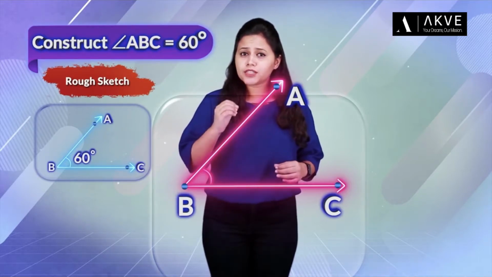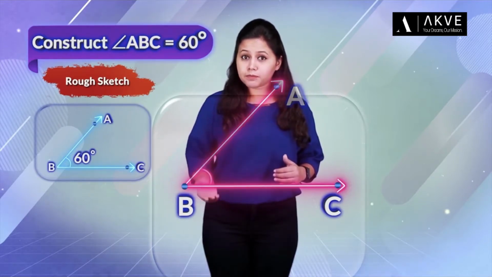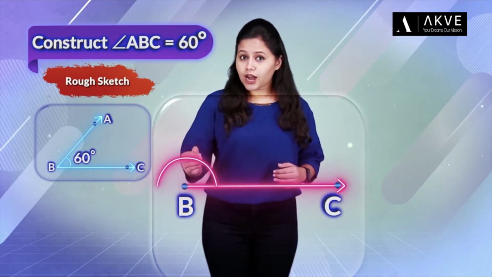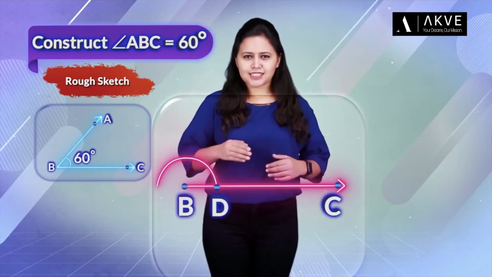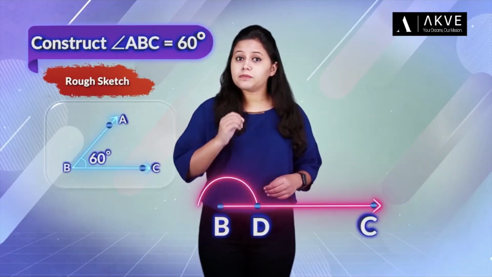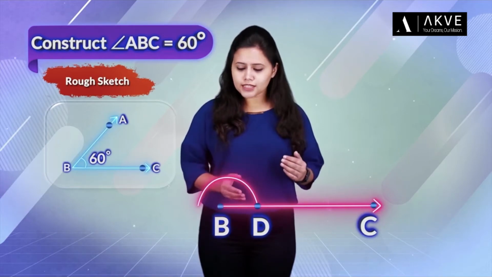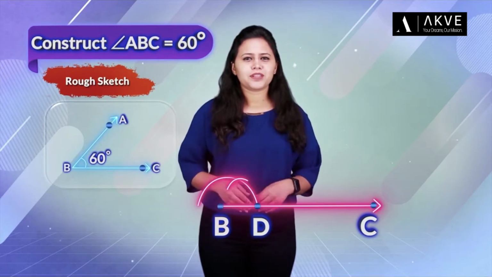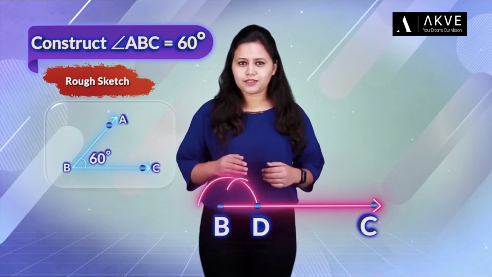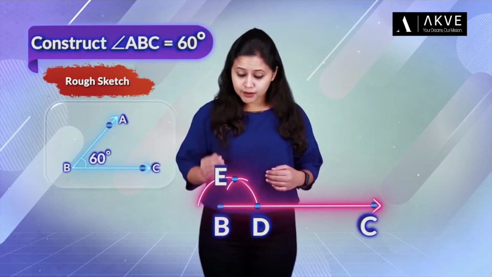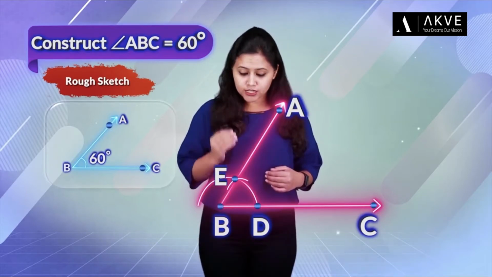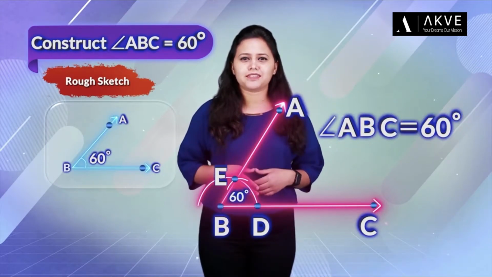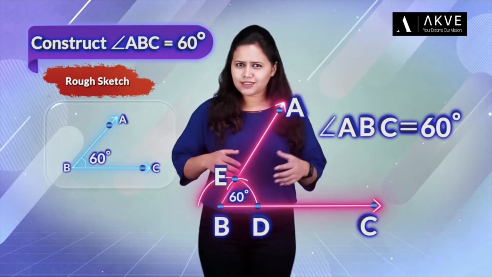For that, firstly, using a compass and taking B as center, draw an arc. The point at which this arc intersects the ray BC is D. Now, with the same radius and taking D as center, draw another arc such that it intersects the previous arc. Let this intersection point be E. Now, draw the ray BA passing through the point E. See, we got the angle ABC as 60 degrees. This was quite easy, right?